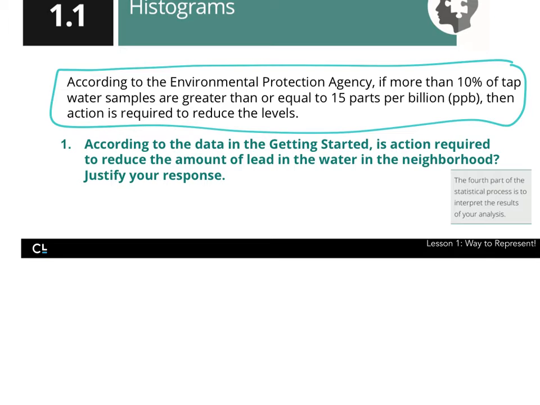Okay, thank you. According to the Environmental Protection Agency, if more than 10% of tap water samples are greater than or equal to 15 parts per billion, or ppb, then action is required to reduce levels. Good. Okay, so that's kind of their guidelines of, okay, when it's over this amount, we're going to have to do something because people are going to be in serious harm and unsafe, okay?